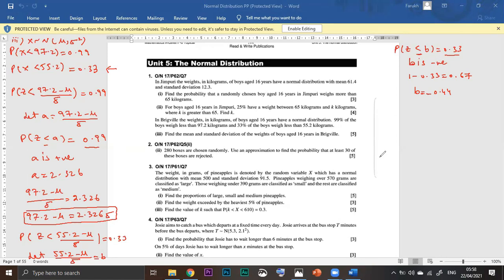Most of the students in the paper forget to use the sign of a or b. Now b is 55.2 minus mu over standard deviation is equal to minus 0.44. Now 55.2 minus mu is equal to minus 0.44 into standard deviation. This one is the second equation we have. Now when we solve these two equations with the help of substitution or elimination method, we can get the value of mu and standard deviation. Any problem regarding this question?